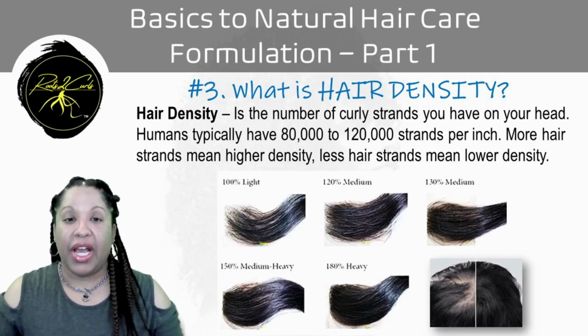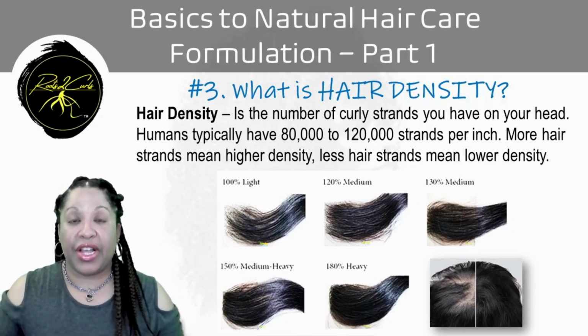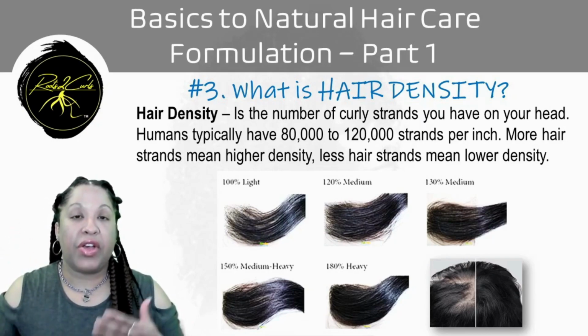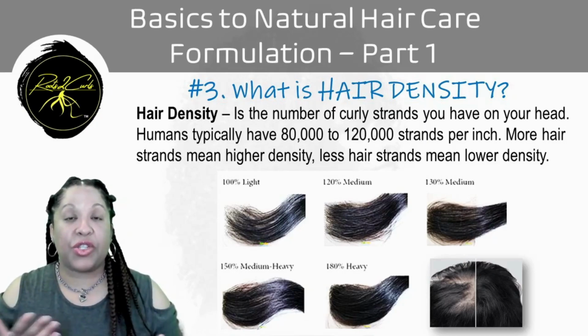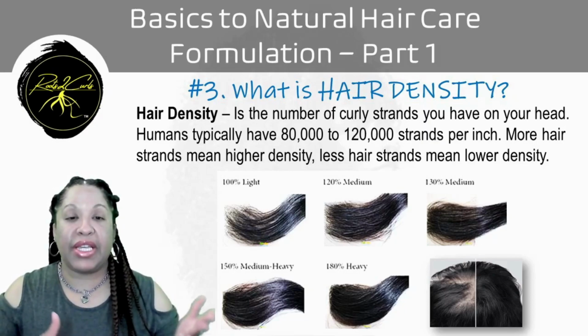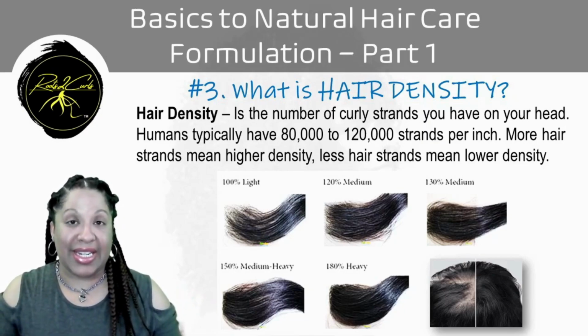All right, number 3, what is hair density? Hair density is the number of curly strands you have on your head. So humans typically have somewhere between 80,000 to 120,000 strands per inch. More hair strands means higher density. Fewer strands, of course, means lower density.